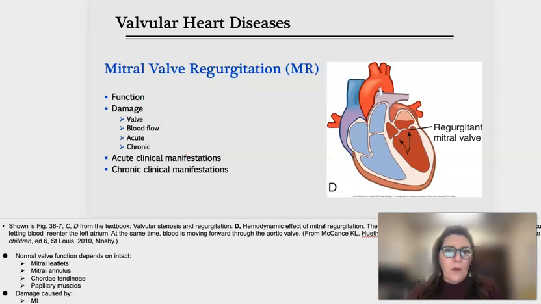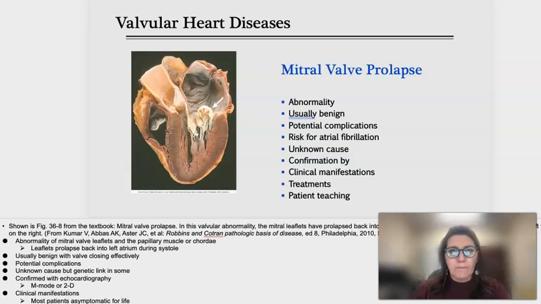I really encourage you to go back through and read all these little notes for when you're studying these conditions. Mitral valve regurgitation. So that's like a functional problem. So that's where you have that regurgitant mitral valve. The damage could be on the valve, the blood flow. It could be acute. It could be chronic. There are different manifestations, whether it's acute or chronic, and so make sure you look at those. And this is damage caused by an MI. It could be damage from rheumatic heart disease or a mitral valve prolapse.